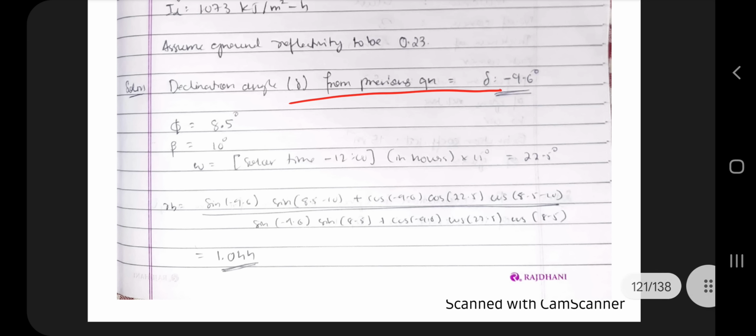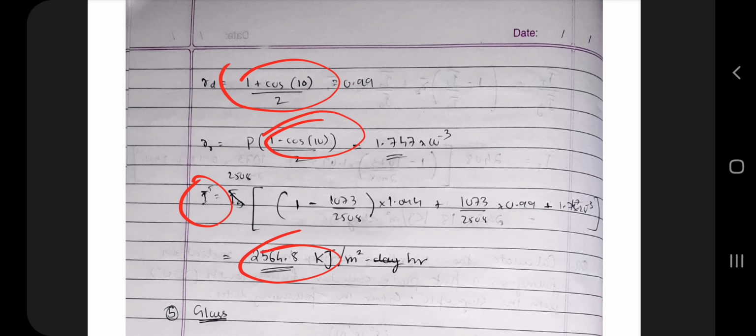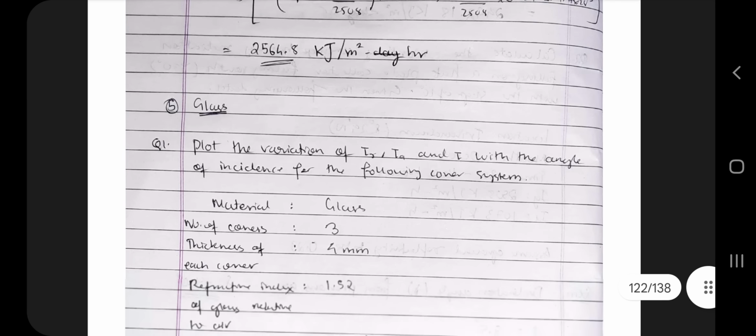So the declination angle you can calculate the same as the previous question, because the location is the same, and here the phi and beta values are given to us. The W value we will get, RB also we will get here, RD we will get, and RR also. When you substitute the values of IG and ID in the equation, you will get the value of IT. Okay, so this is the value of IT which you will be getting. Let's move on to the next one.